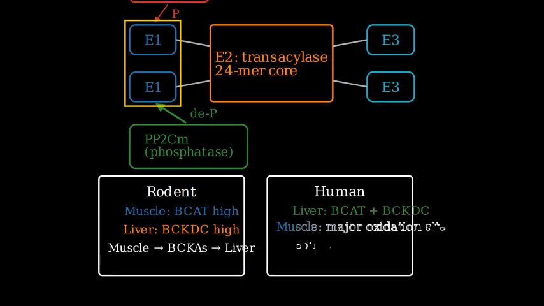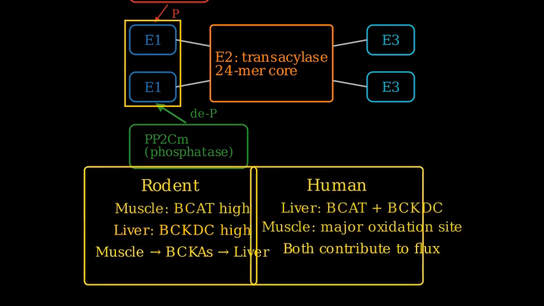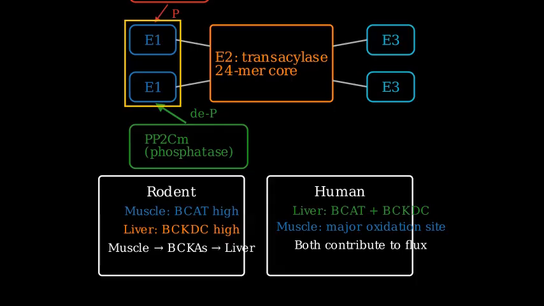Between organs, there is teamwork. In the rat, muscle shows strong aminotransferase activity and exports keto acids, while liver strongly oxidizes them. Humans differ. Human liver also has substantial aminotransferase, so it can oxidize in place. Here is a non-overlapping side-by-side summary.